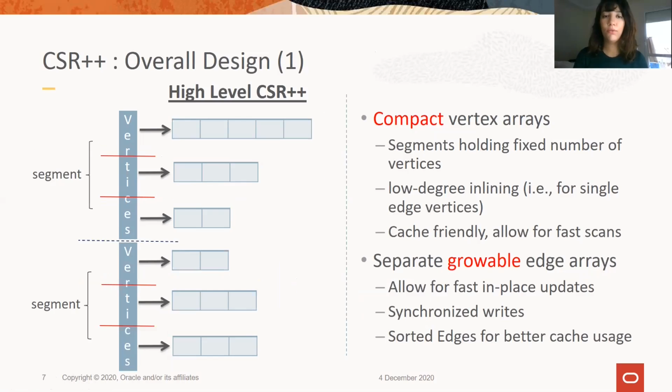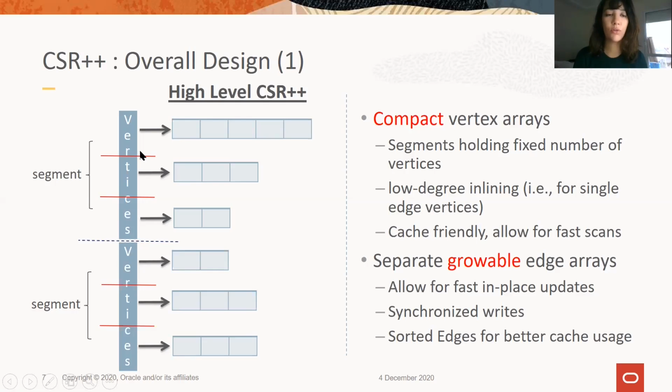So to present a high-level design of CSR++, we can give the details on how we store the vertices and then how we store the edges. The vertices are stored in segments, meaning the graph is actually a list of segments. Each segment stores a fixed number of vertices, and this way we have a cache-friendly way to traverse these vertices.